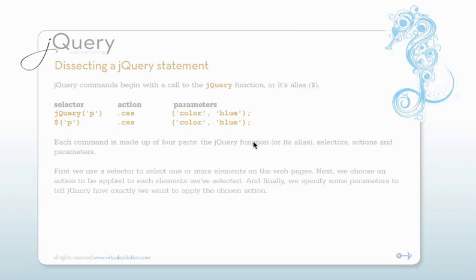So in this example, two parameters, both color and blue, are being passed to the CSS action, but the number of parameters that are passed to an action can vary. Some require no parameters, some accept multiple sets of parameters, like for changing a bunch of properties at once, and some require that we specify another JavaScript function for running code when an event, such as an element being clicked, happens. But all the commands are going to follow this basic anatomy that we're showing right here.